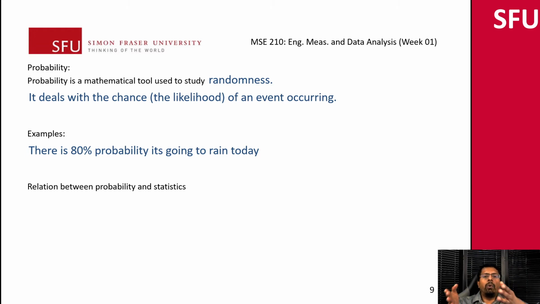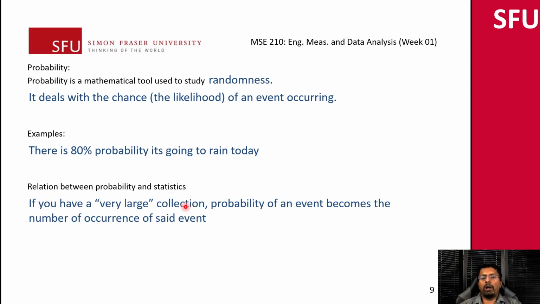But nonetheless, you can look at how much it has rained over the last, say, 100 years, and plot all of those values on a daily basis, and that will give you the statistics of the rain event. So if you look at the relation between probability and statistics, if you have a very, very large collection, the probability of an event occurring becomes the number of occurrences of that event within the population group or the data set that you're looking at.